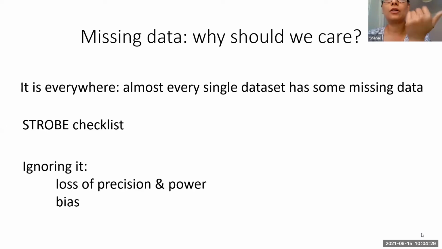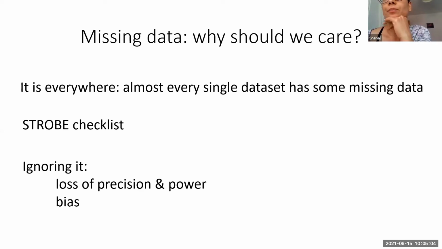But what if you ignored your missing data? What would happen to your results? So in the best case scenario, if you ignored missing data, you would lose precision and power in your analysis. So what that means is your confidence intervals would be much wider than they would otherwise be, which is a little bit annoying, but maybe it's not the worst thing that could happen. But the worst thing that could happen is that you seriously bias your results, yeah? And if you have biased results, then they're not generalizable or meaningful or, you know, interpretable really.